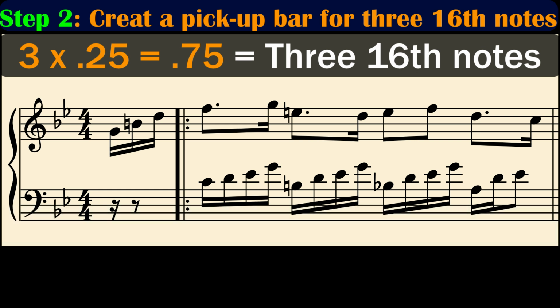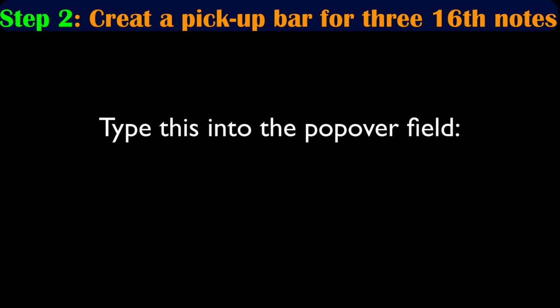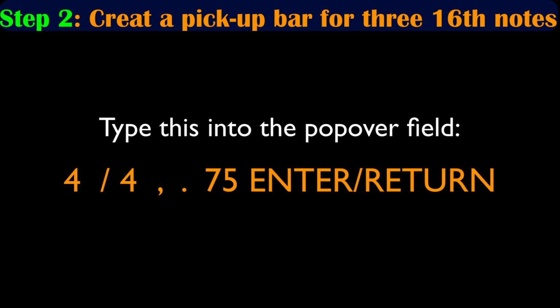Three times 0.25 equals 0.75. This means that to create a pickup measure in 4/4 time that contains three 16th notes, we need to type the following into Dorico's time signature popover: 4/4, comma, period, 75, Enter. That's the Return key on Mac. Here is a table with some examples.